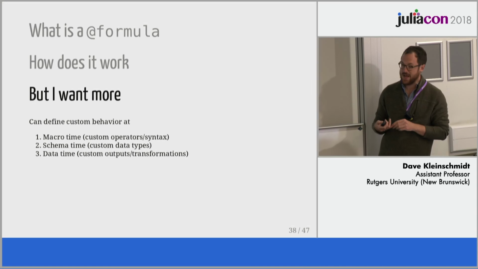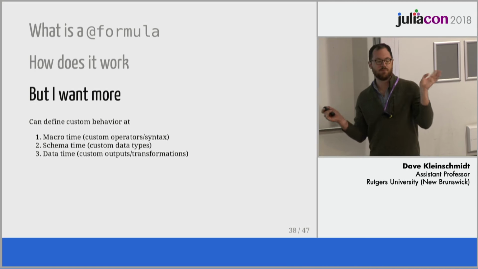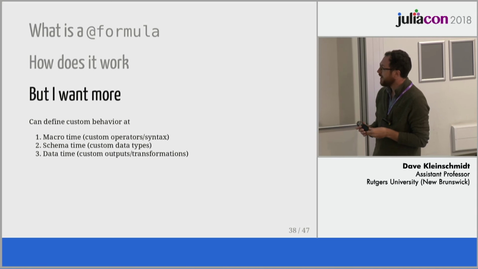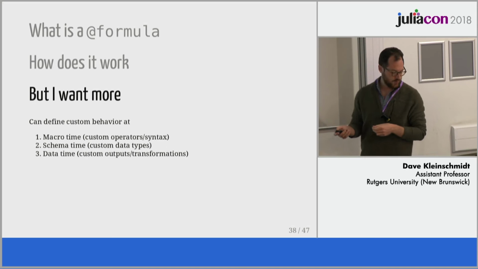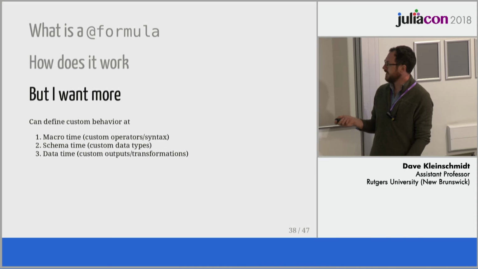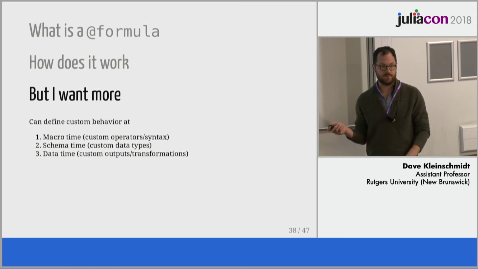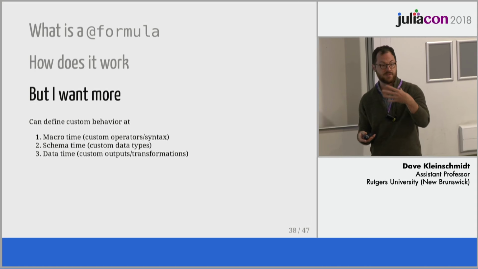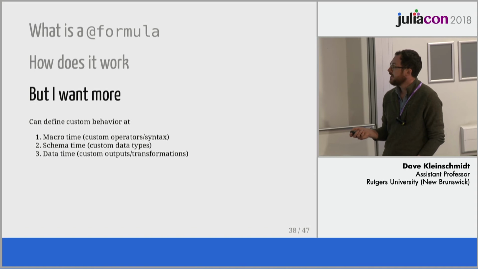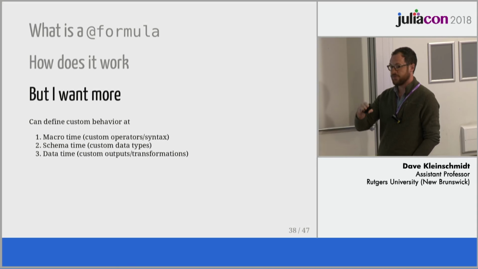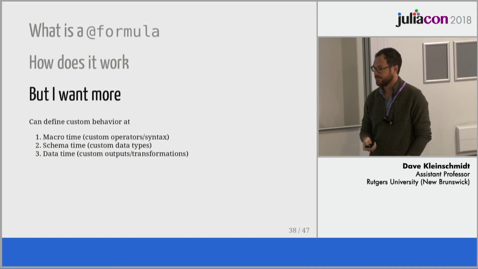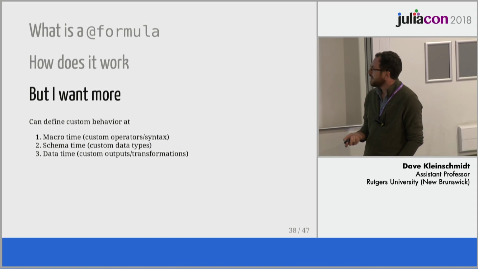Now let's say you're like, boring. My modeling is way more sophisticated than this. So I'm going to show you quickly, in the last two or three minutes, how you can intercept this and generate fully custom behavior building on top of this system. The important thing is you can interject custom behavior at every one of these stages: at macro time, at schema time, and at data time. Okay, four minutes.